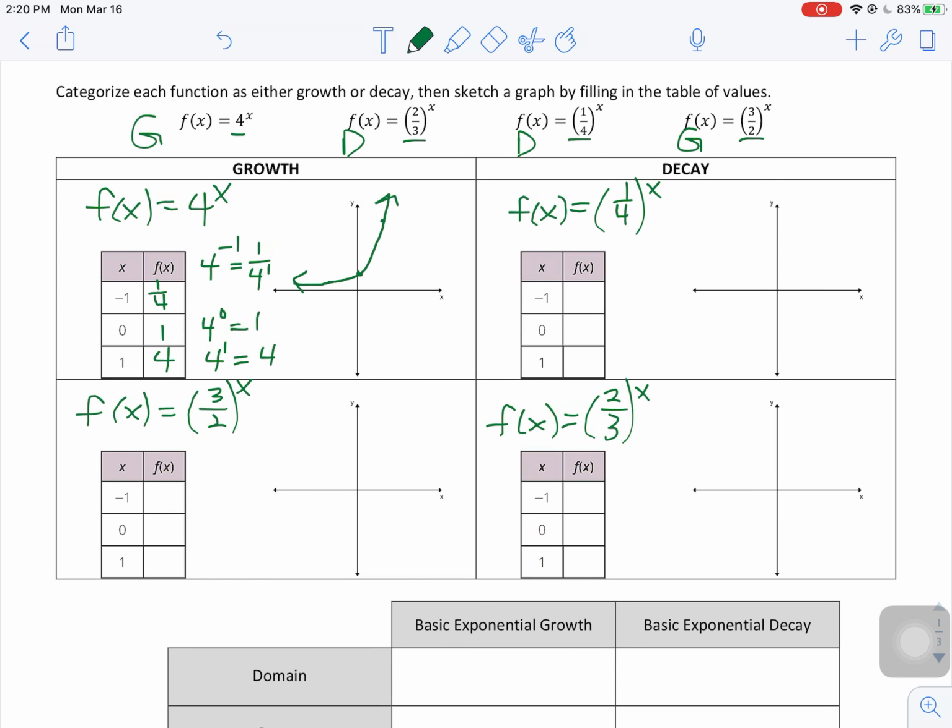So go ahead and pause the video and try to fill in the remaining 3 tables and then also plot all the points for the remaining 3 graphs. And then when you think you're done, continue the video and check your answers.